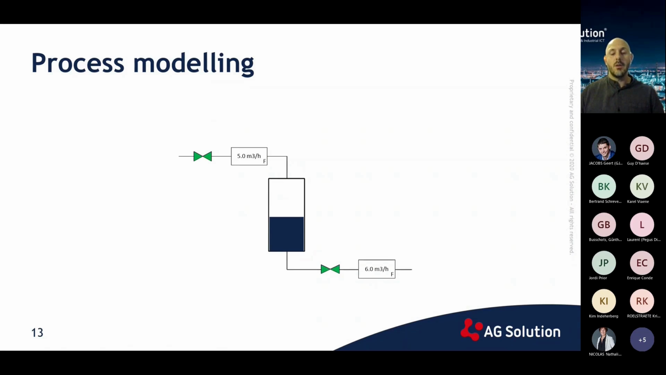When both in and outlet valve are open, the level will now be depending on the filling rate and also depending on the emptying rate. Here we see that the emptying rate is slightly higher than the filling rate, so the level starts decreasing. When only the outlet valve is open, the level keeps on decreasing. This is a simple overview of what process modeling can do.